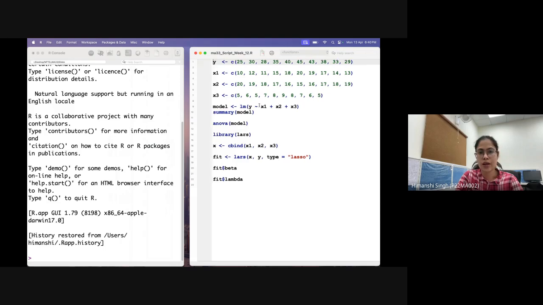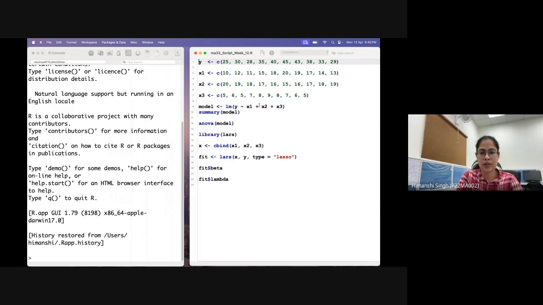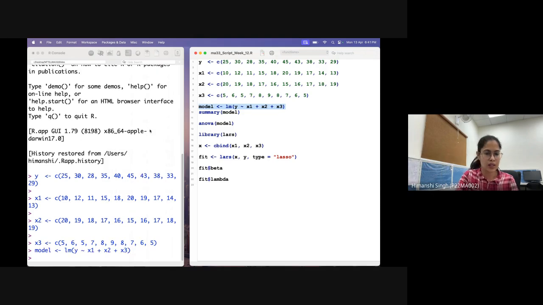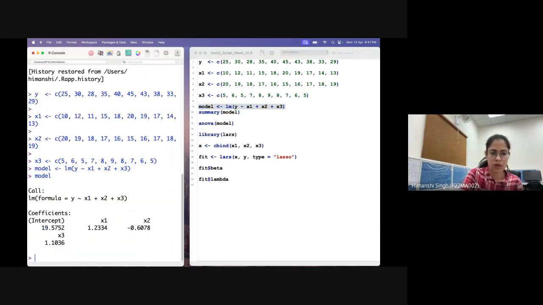Here I have this script, and I have three explanatory variables x1, x2, x3, and y is the dependent variable, and x1, x2, x3 are independent variables. I have stored some observations here, and if I run it, these are stored here. Now if I do lm y tilde x1, x2, x3, it will give me the fitted model. Let me see what the model is here.